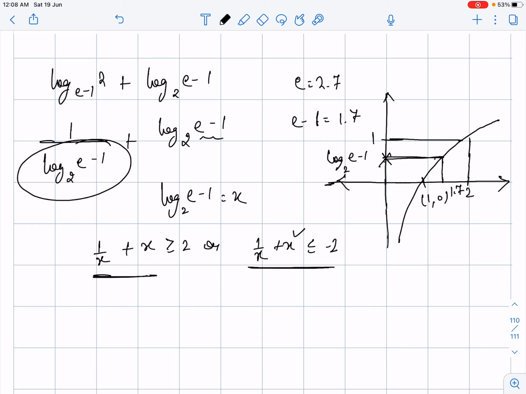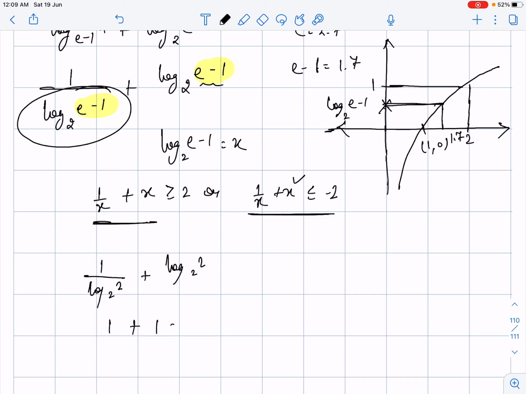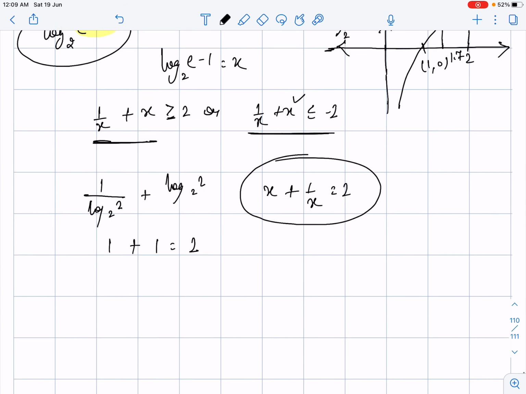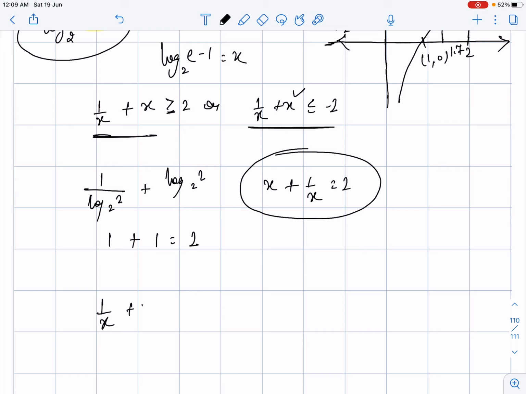But when will it be equal to 2? It will be equal to 2 when instead of e minus 1, I would have written 2 over here. So it would have been written like 1 upon log of 2 base 2 plus log of 2 base 2. This would have become 1, and this would have become 1, so it would have become 2. That means x plus 1 upon x will be equal to 2 when instead of e minus 1, I would have kept 2 over there. But since e minus 1 is kept over here, it is not equal to 2, so it will definitely be greater than 2. That means 1 upon x plus x is greater than 2.